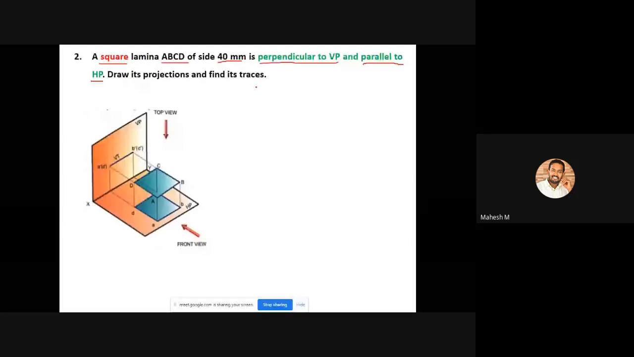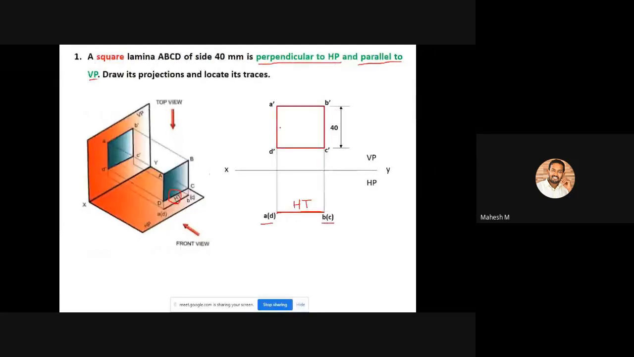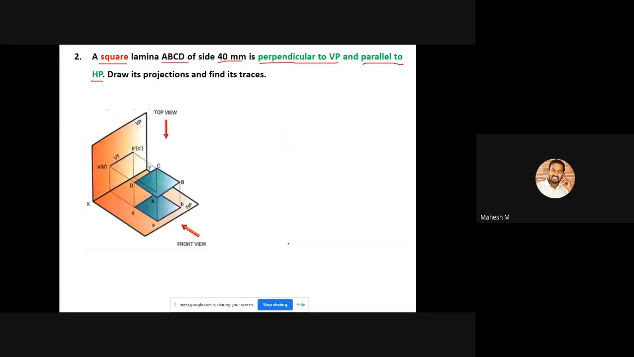In the first problem, we had the square plane in the front view and a horizontal line in the top view. So in our second problem, it will be directly opposite. That means you'll get the square plane in the top view and the horizontal line as the front view. So you can create a square plane with a side of 40 mm, and name this square plane as ABCD.